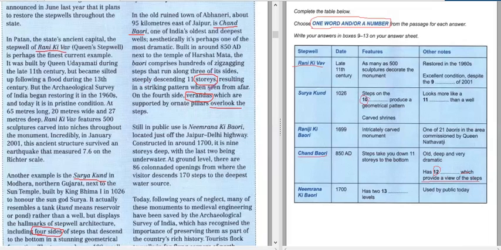Seen is here also from afar, but then also you always read the next and previous line, because sometimes the information is there only. So on the fourth side, verandas which are supported by ornate pillars overlook these steps. Overlook means provide a view.